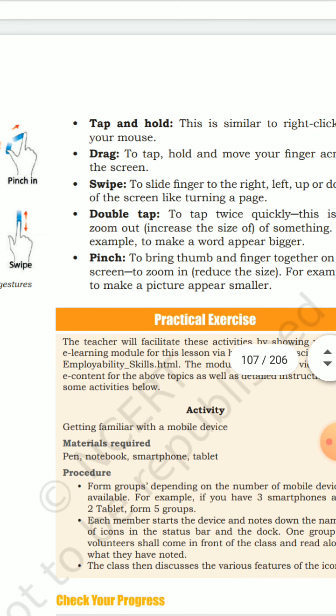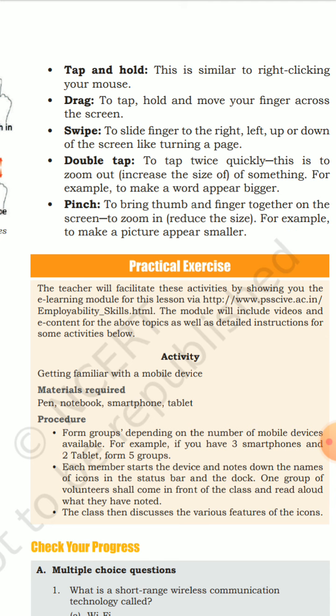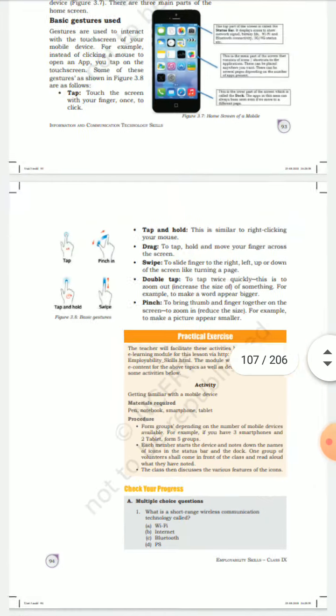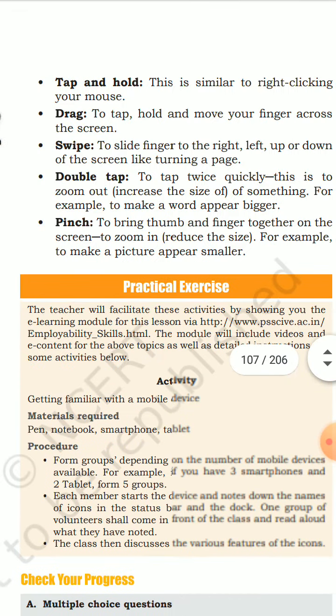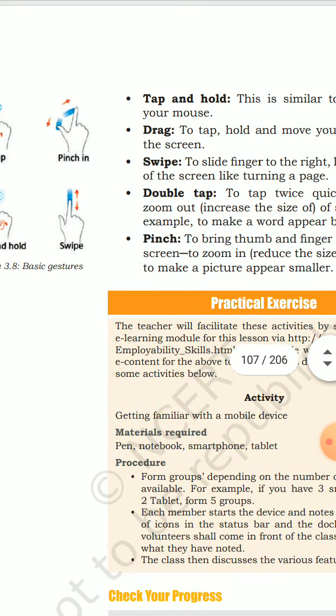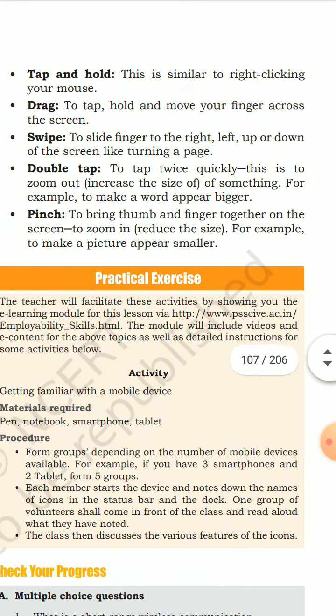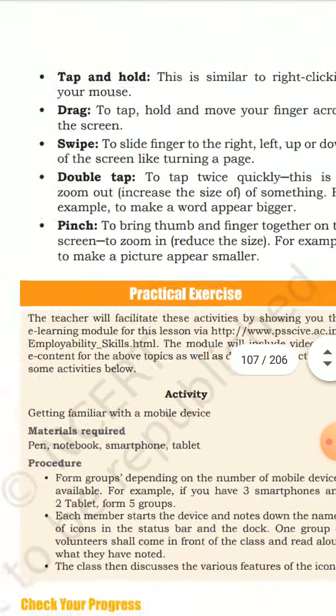Zoom tap: that is actually a double tap. Quickly tap two times like this. You can see I'm zooming in. And pinch means with the help of thumb and finger you pinch the screen, like this. You can see that pinching. It also helps you to reduce and zoom the size, like I'm doing here.